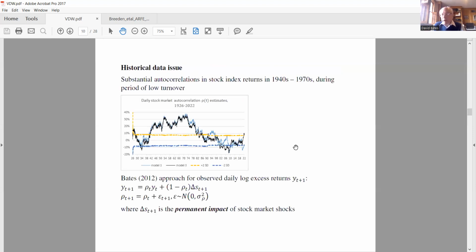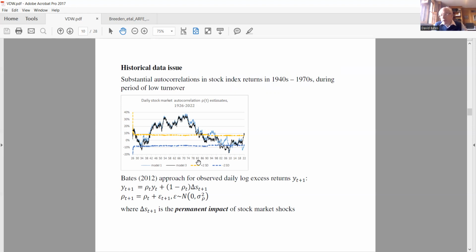Now, I said I've got two data sources. One is stock market returns going back to 1926, and the other is the VIX. As I discussed in my 2012 paper, however, there are problems using historical data. In particular, the stock market returns, actually these are excess returns, so log returns relative to the risk-free rate, were autocorrelated in the 40s through the 70s.